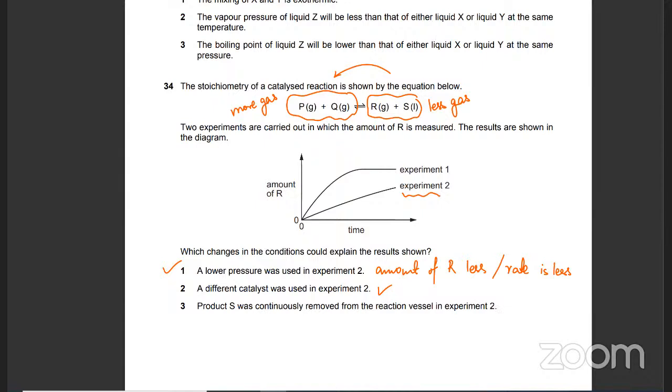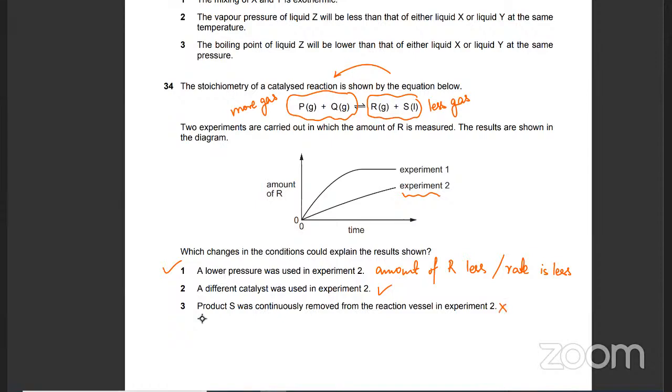So the thing is that if you remove S from the reaction vessel, it should shift forward, right? But it's a liquid. Remember, liquids don't really have concentration. This only matters for concentration. If you remove a substance and its concentration decreases, that matters, but here it's not going to affect the equilibrium as such.